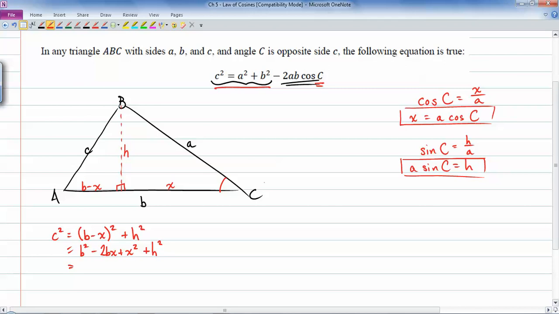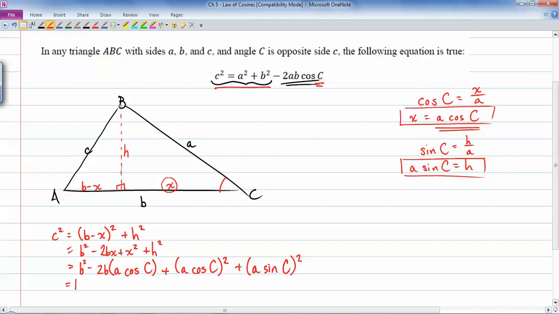The idea is that I'm only going to use black letters here, the stuff that's in black, and try to get rid of everything that was in red. So I want to end up with little a, little b, little c, capital C. That's the only angle that I've used. So this is going to be b squared minus 2b times, x is a red term, so let's replace it with stuff that we can use, a cosine capital C, plus x squared, which is (a cosine capital C) squared, plus h squared. And h we know is a sine capital C, squared.